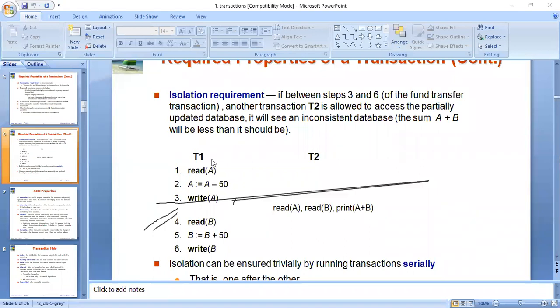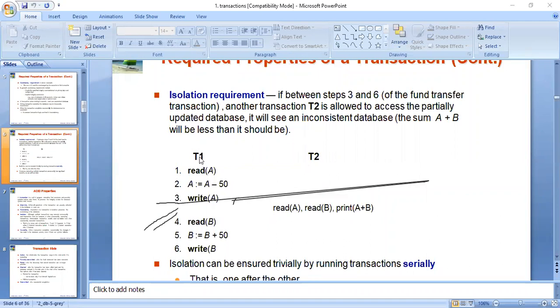So, if you see here, before the transaction it is 3000. That is, A is 1000, B is 2000. That is 3000 total, A plus B. But here, if you see 950 plus 2000, that becomes 2950. This is inconsistent. That means in the middle of the transaction, you are not supposed to enter another transaction.